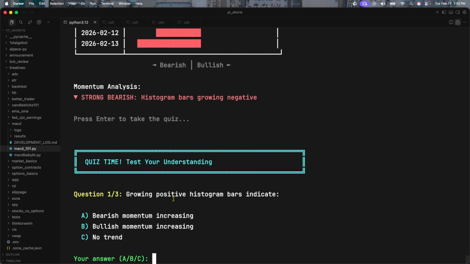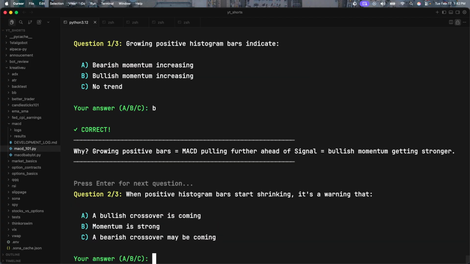So a growing positive histogram bar indicates what? A growing positive bar is a bullish histogram bar, so bullish momentum is increasing. So we're going to go with B.